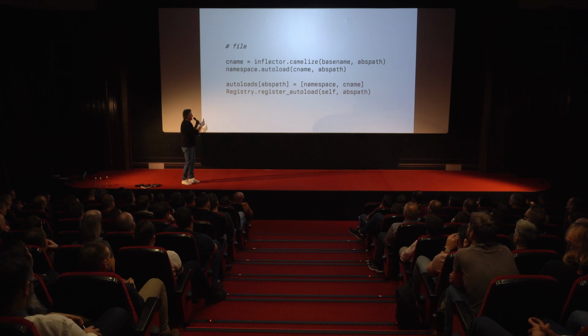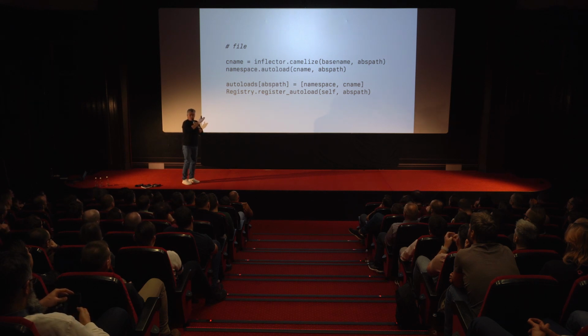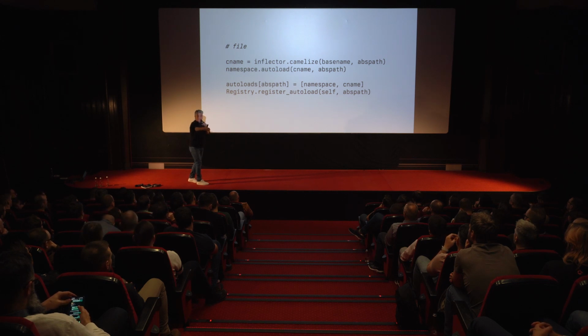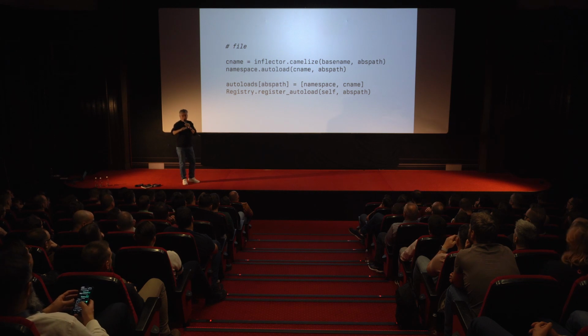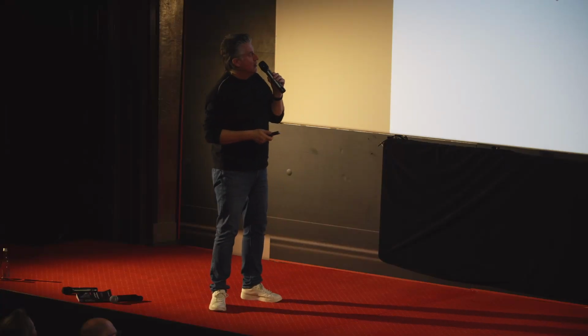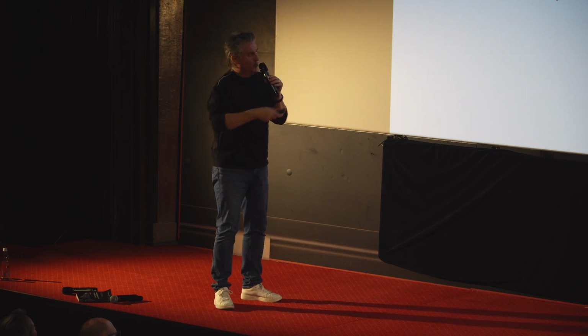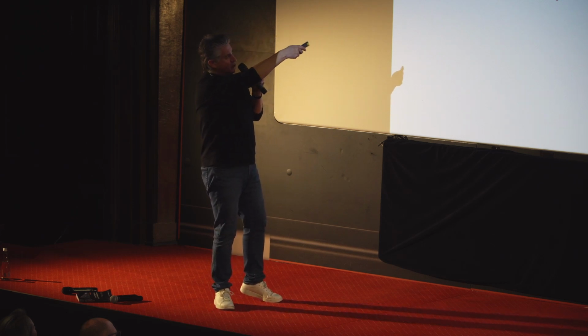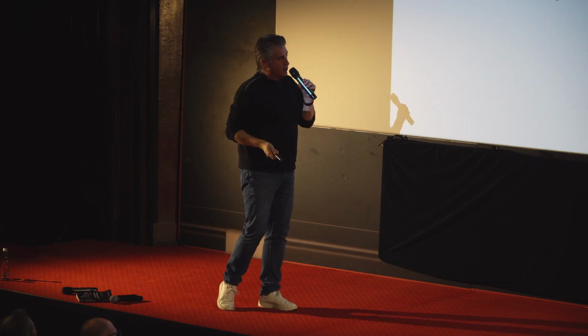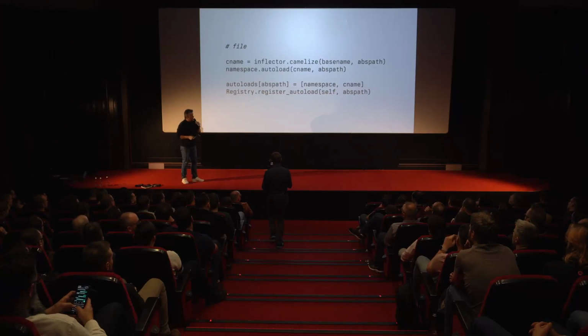For instance, it could be object, autoload, symbol user, capital U, with the absolute path to app models user.rb. This is the call, this is the key call, okay? Because we are setting an autoload for the user class here. And then we have some housekeeping. We remember that this absolute path was set to this pair of namespace and CNAME.